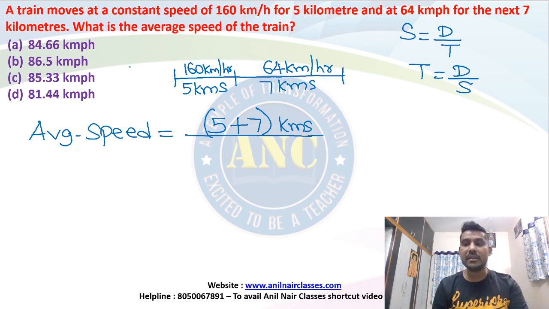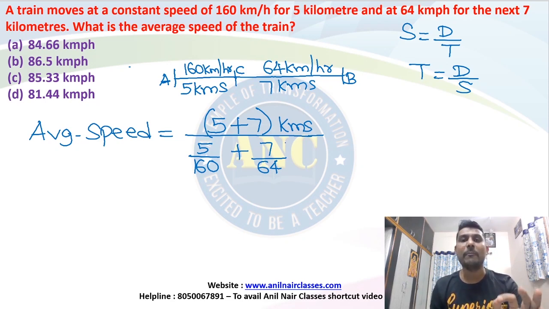Total time. Time is nothing but distance by speed. So time taken from A to C, for example, if I name this as A, B and C, time taken from A to C is nothing but distance divided by speed. Distance is 5 kilometers. Speed is 160 kilometers per hour, plus time taken from C to B is nothing but distance 7 kilometers, speed 64 kilometers per hour. But the only problem with this kind of methodology is I have fractions in the denominator and I need to simplify the fractions, and I will waste a lot of time by simplifying the fraction.